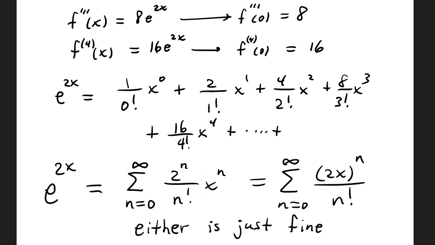I'm going to go ahead and marry these two terms together. They're both to the n power. So e to the 2x as a Maclaurin series can be written as the sum from 0 to infinity, 2x to the n over n factorial. This notation is fine. I made a comment down here, either is just fine. This series and that series, they're equal. It's up to you how you want to write it.